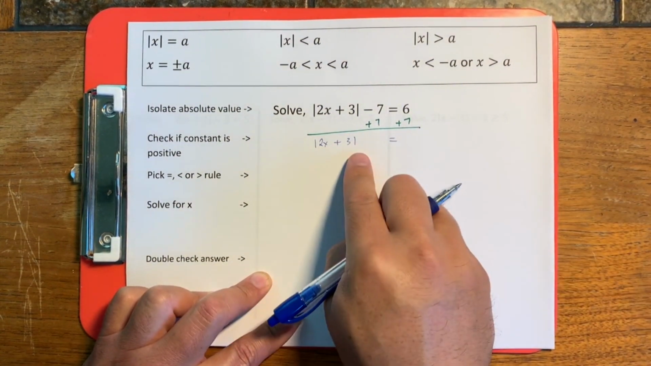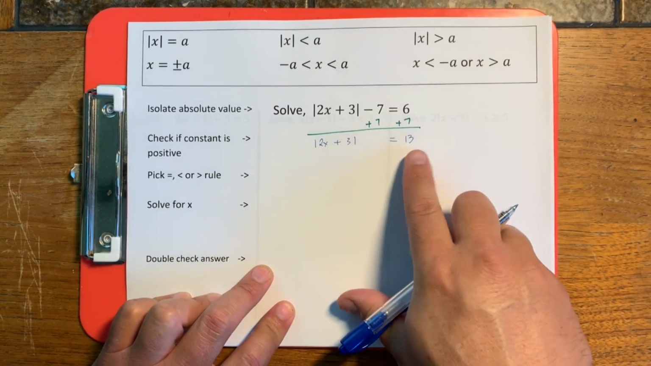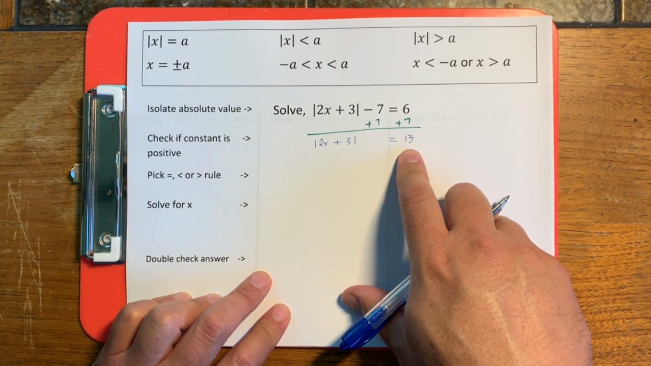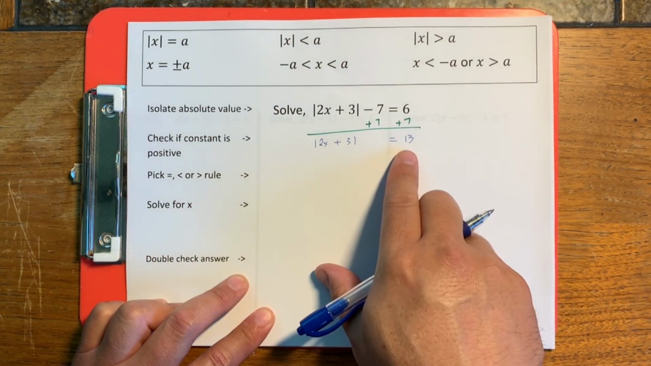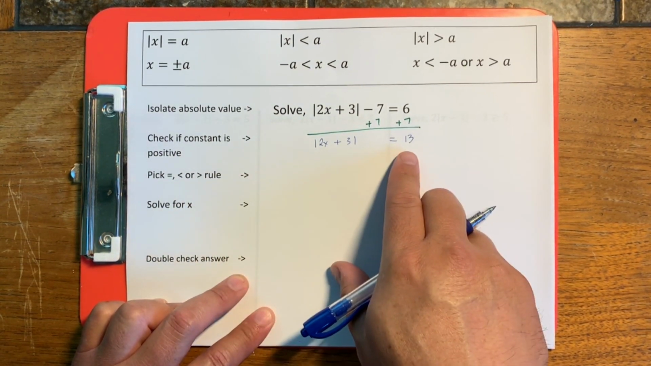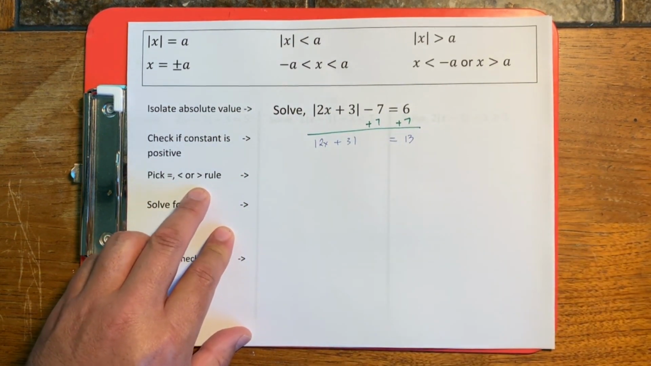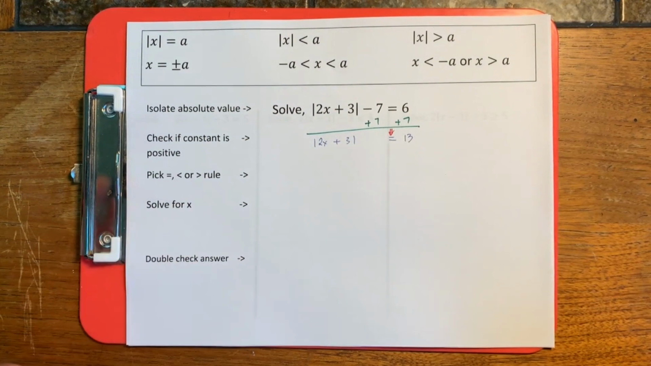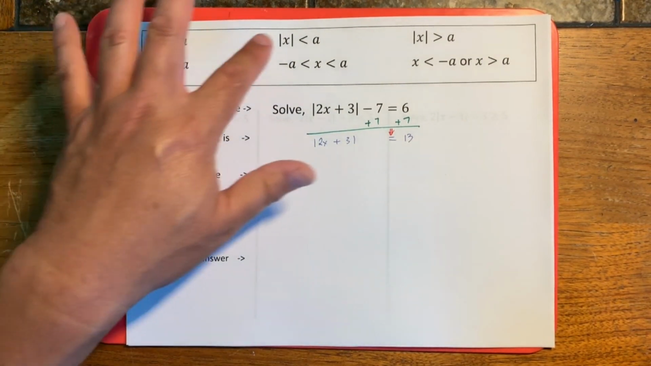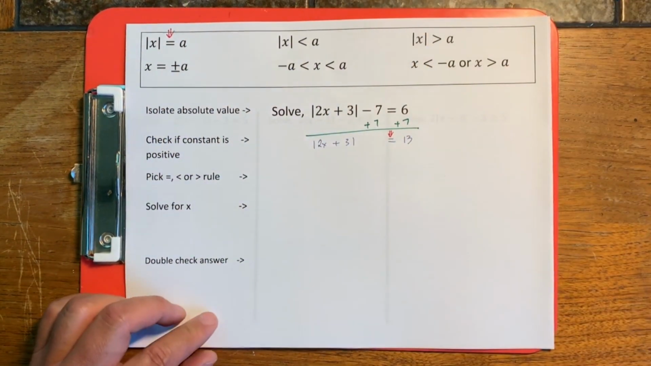And we'll see that we get 2x plus 3 is equal to 13. Now, the next thing you want to do is make sure that this constant is positive. If it's negative, we have to do something else, and we'll show you what happens if this is negative further down in the video. But for right now, it's positive, so we keep going down our rules. Since this is positive, we pick our equal, less than, or greater than rule. We look at this right here and ask, do we have an equal, a less than, or a greater than? In this case, we have an equal.